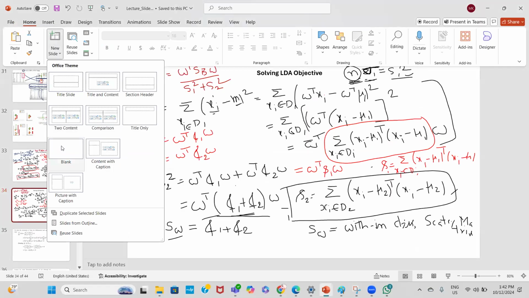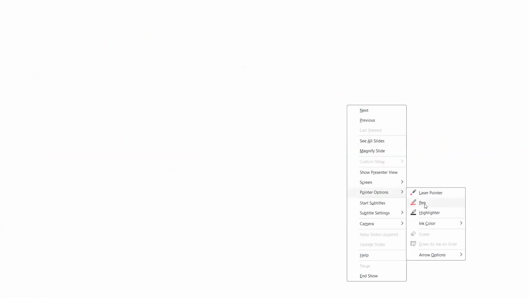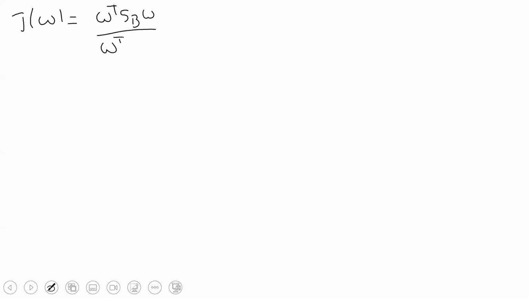Let me take another slide. What is the new objective function for us now? The new objective function is J of W is equal to W transpose SB W over W transpose SW W.